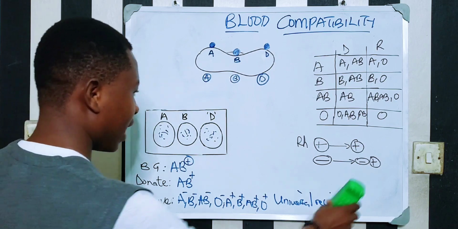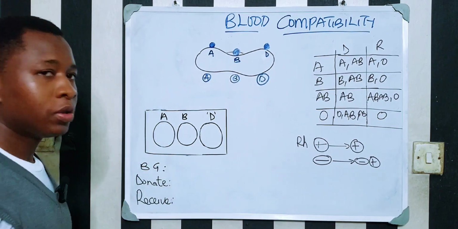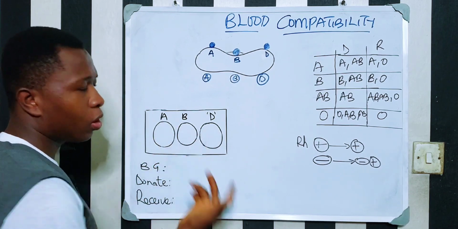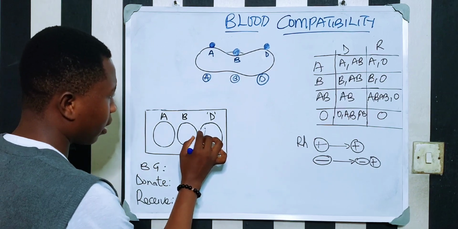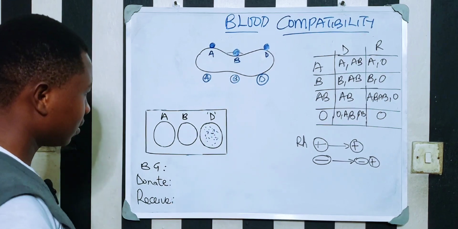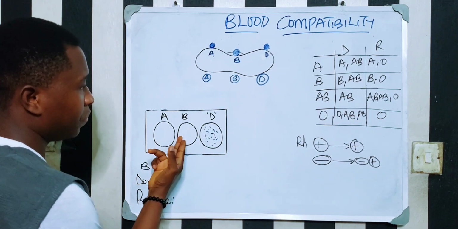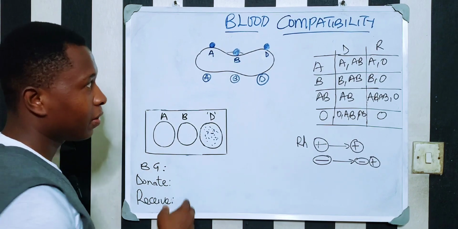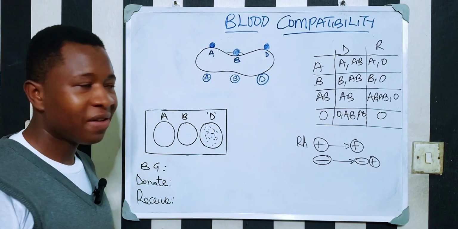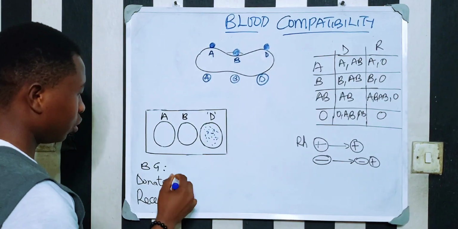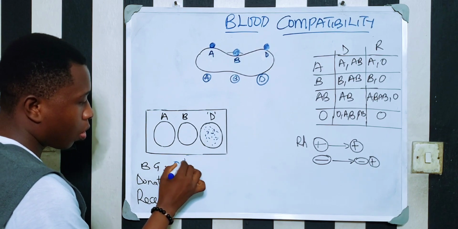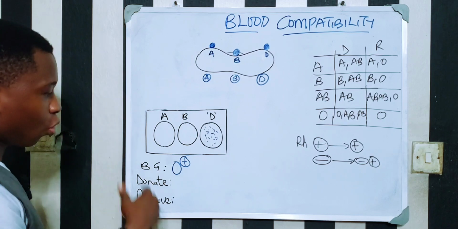Now let's look at another scenario. What if there is no clump here, there is no clump here, and there is a clump here? So that means you do not have the A antigen, you do not have the B antigen. What would you have? Remember what I explained here. If you do not have A, you do not have B, what you would have is O. So this blood group is blood group O. It has the rhesus factor, which is O positive. Okay, so this blood group is O positive.